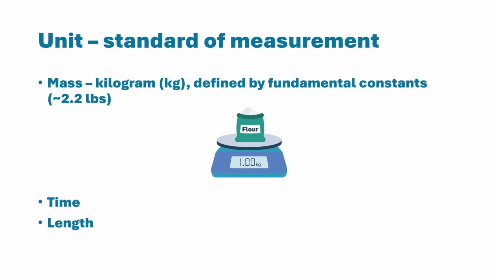So mass, we're going to use the kilogram as our standard of measurement, abbreviated by kg. And this is defined by some fundamental constants of physics. You don't need to know all the specifics, but for now, you probably have experience with pounds. So you can think of a kilogram, it's around 2.2 pounds.